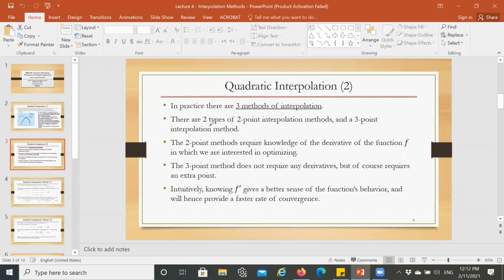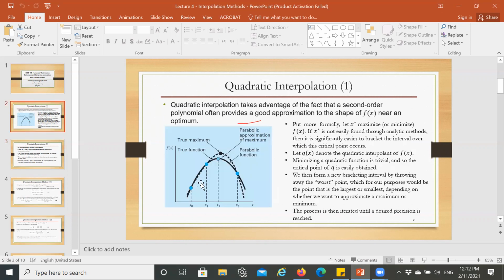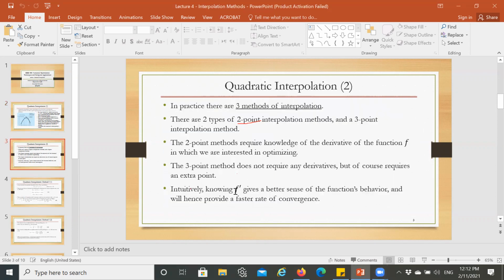Two out of these three types require 2 points. That means you interpolate the function f at 2 points only. That means if I go back to this figure, I only need 2 points, let's say this point and this point, in order to approximate the function f. Okay, so there are two methods that can do that using only 2 points. And there's one method that can interpolate the function f using 3 points. So we have 1, 2, and 3 points. So depending on which one you use, the equations that will be involved are different. Okay, so now let's look at each of them.